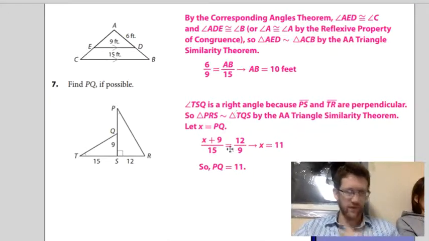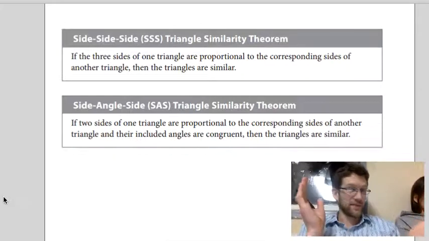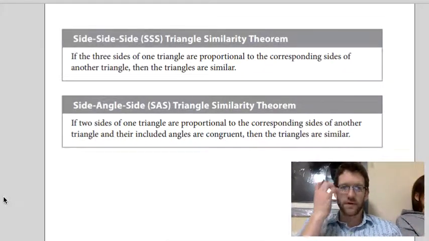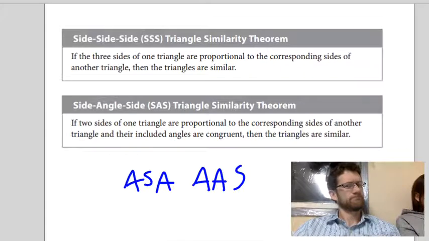So we got 10 for the first and 11 for the second. Okay, note here we have some other similarity theorems. These ones are pretty obvious because these ones are the same as our congruence theorems. We have side, side, side. We have side, angle, side. Why don't we have an angle, side, angle, or an angle, angle, side?